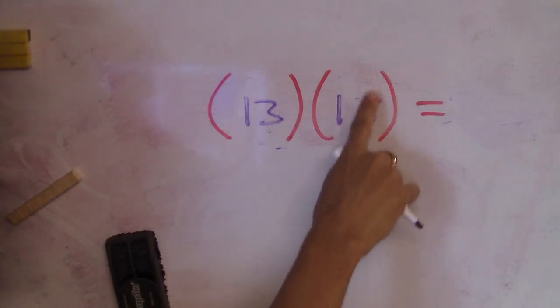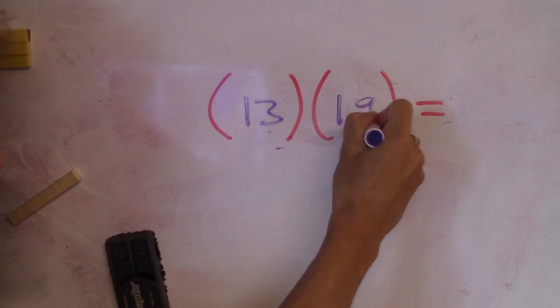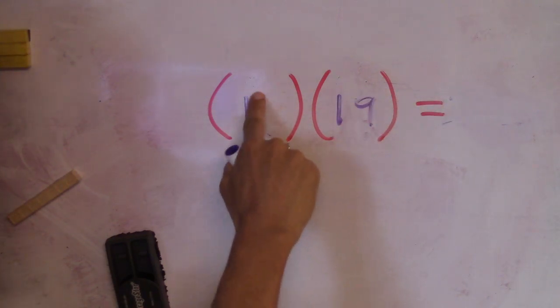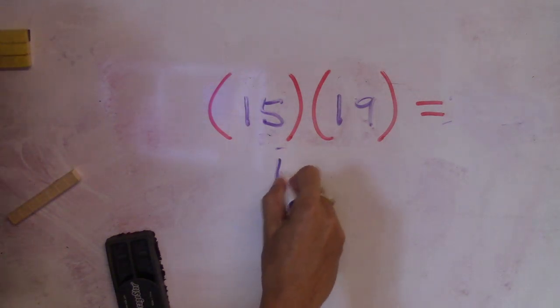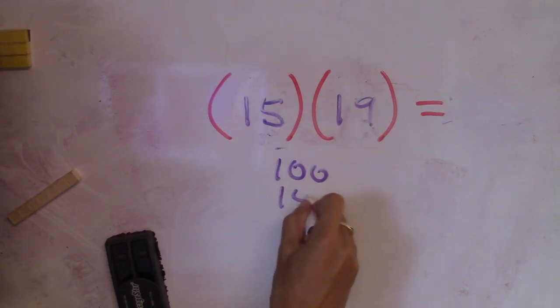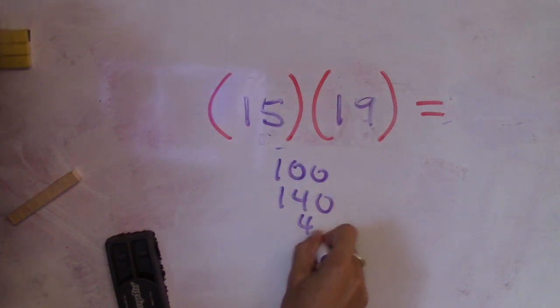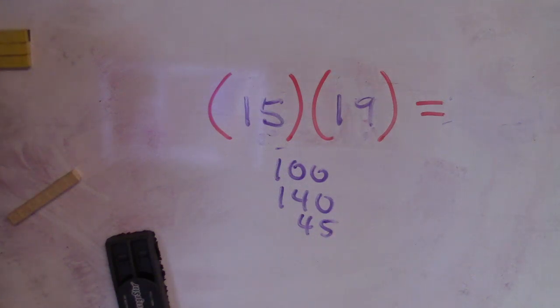I like it. How about 15 times 19? I didn't teach you that trick. You taught yourself that trick. 285. Wow, you're faster than me, bro. I'm serious. 100, right? 140 and 45. Yeah, so what do you got? Then you have 285. There you go.